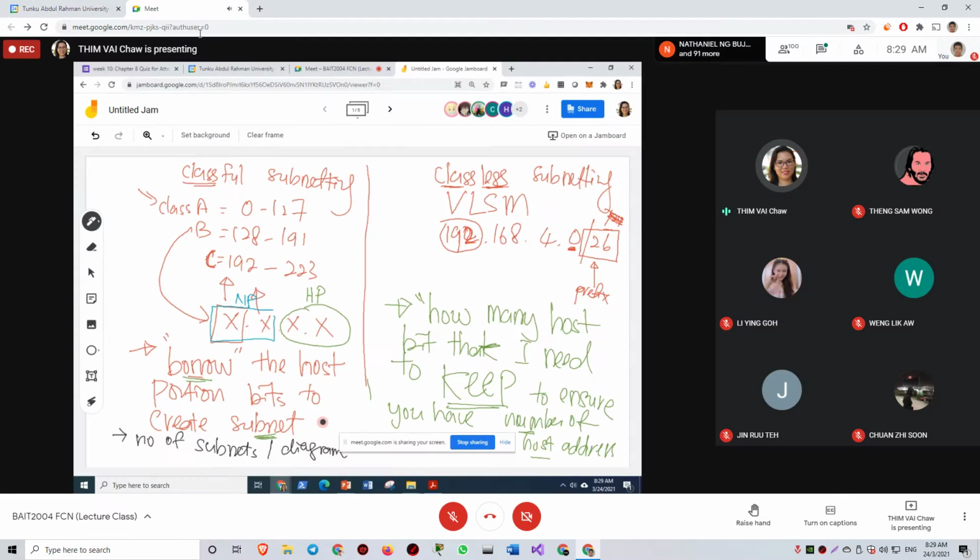If you check your diagram and you determine the number of networks in the diagram wrongly, then you are going to borrow a wrong number of bits to create a subnet. So it's very important from that.